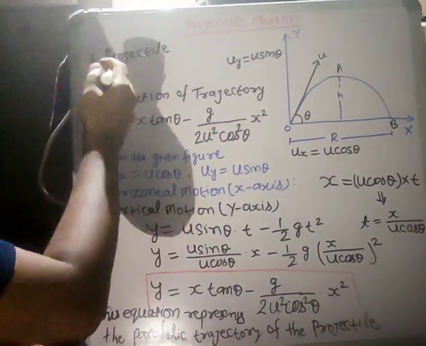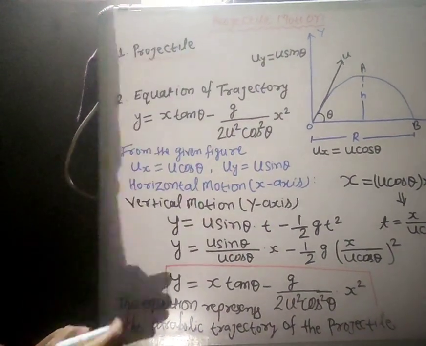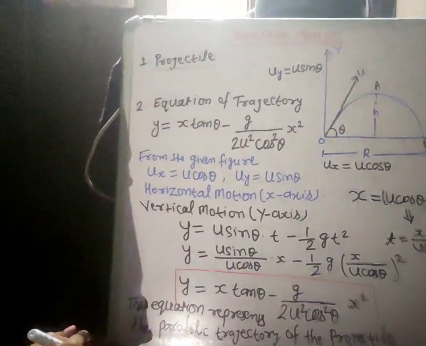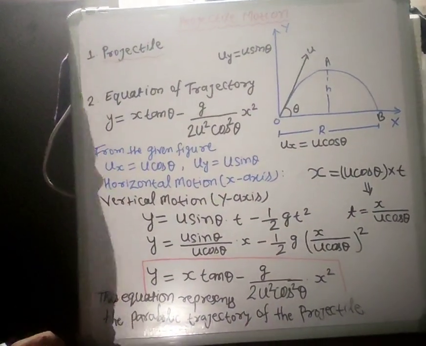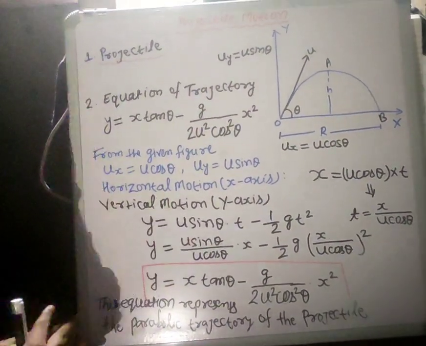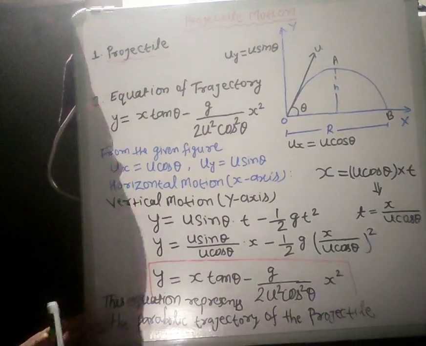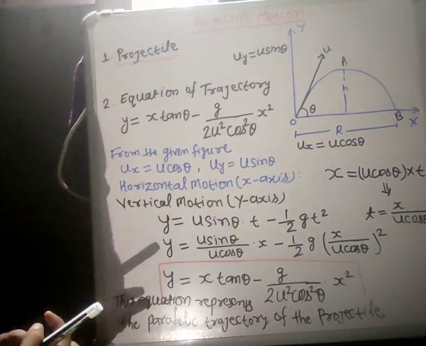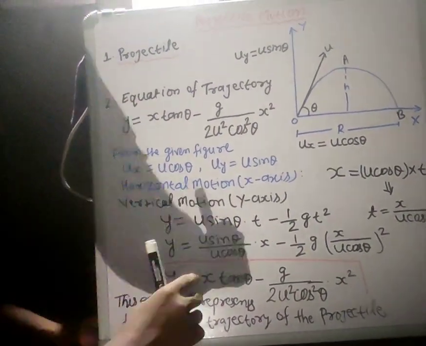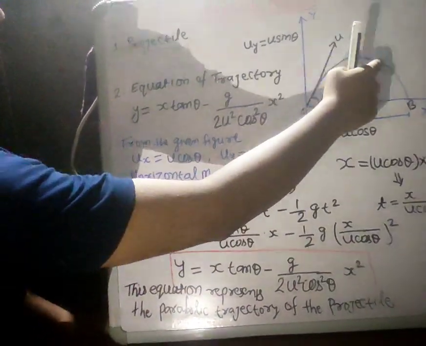First of all, we have to understand the meaning of projectile. A projectile is any object which is moving in a plane, a two-dimensional plane. Then the object is said to be a projectile, and the path of a projectile is a parabolic path.